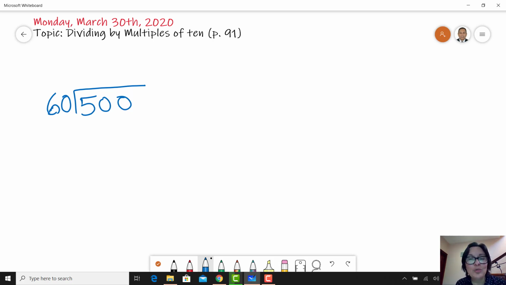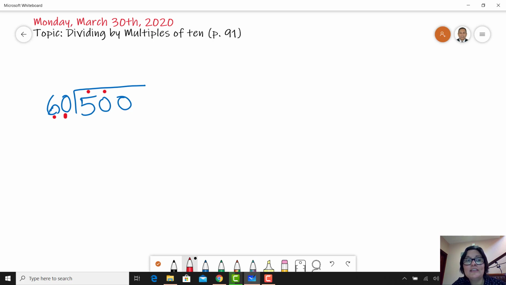So how many numbers do we have in the divisor? 2. Excellent. We have 2 numbers, so we are going to take 2 numbers from the dividend as well. So we are going to take 1 and 2 from here, from the dividend. Now let's answer. Can we divide 50 oranges or candies or hamburgers into 60 children?